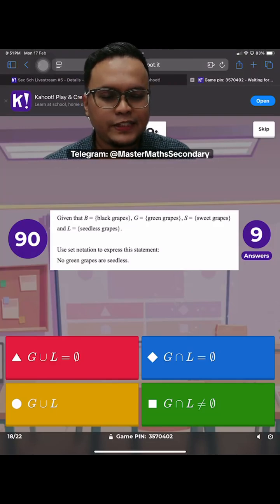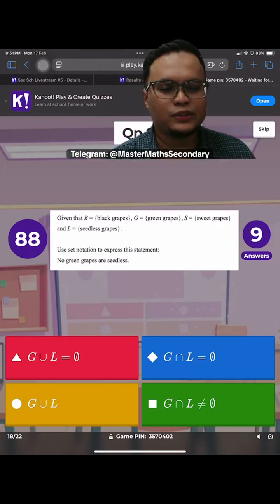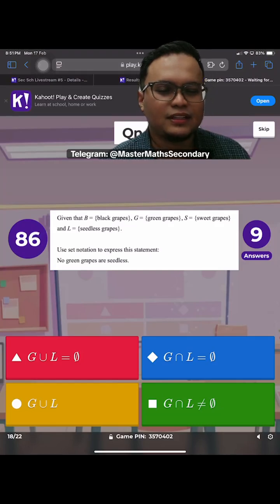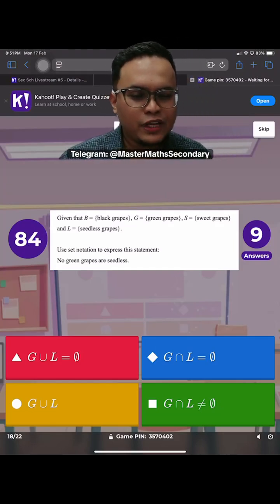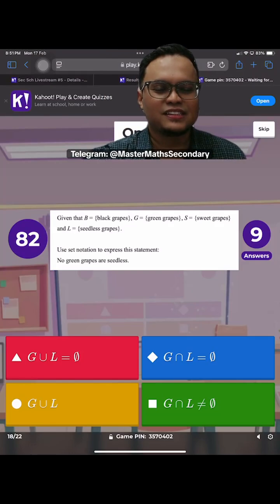This is for Sec 5 O-level students, Kion. Yeah. So which level are you from, Kion? Just curious.